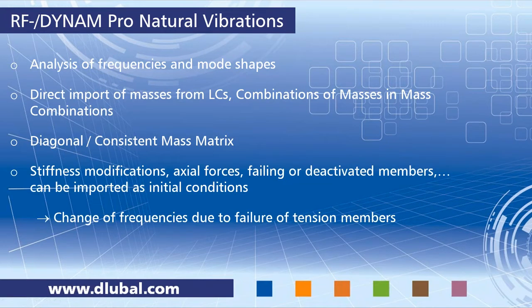We want to use this to study some failure of tension members. So how are frequencies actually changing when tension members are available or when we deactivate them? The eigenvalue analysis is a linear analysis, and this means all the tension members are replaced by truss members.